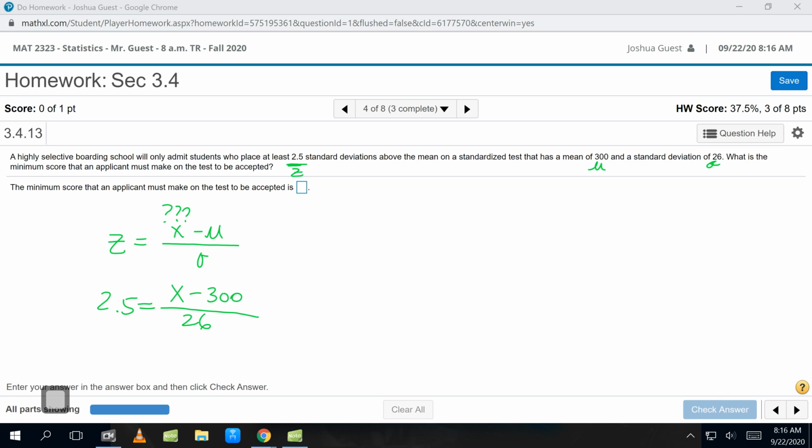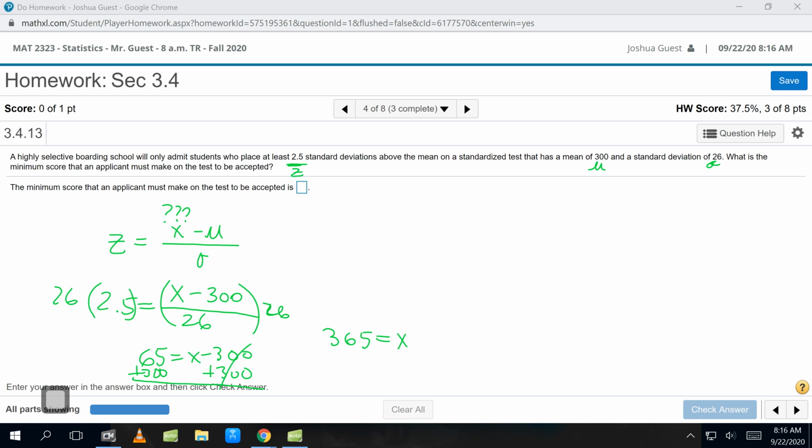So we do 26 times 2.5, 65, I believe, equals x minus 300. And then we add 300. So we're going to multiply by 26. Somebody do 26 times 2.5, see if that's 65. And if you don't, we're about to find out if it's right. I'm going to get it right or wrong when I put it in. So then I add 300 to the other side, so 365.